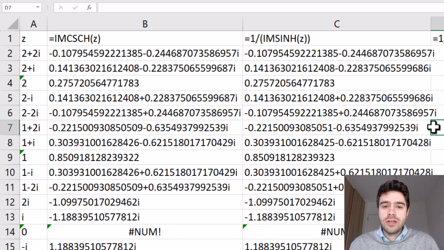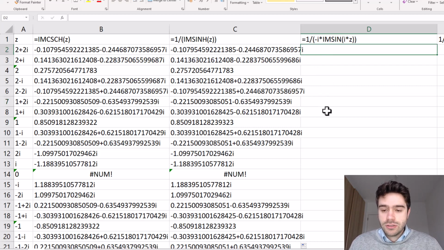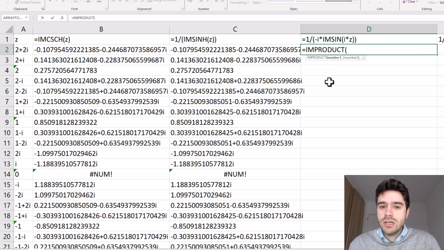Now, one thing you might not be aware of is that the hyperbolic sine function of a complex number is actually equal to minus i times the sine of a complex number multiplied with i. That's quite an interesting property, so let's take a look at it. So what we are going to do first is take minus i and then multiply this with a complex number. Now to do this, we will have to use the IMPRODUCT function because complex numbers are considered as text within Excel and we cannot do regular multiplication.